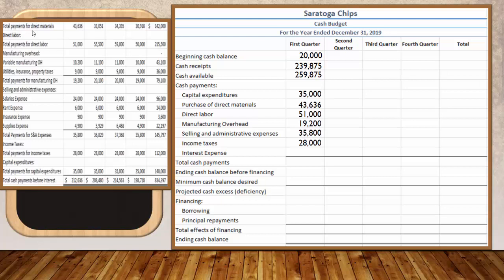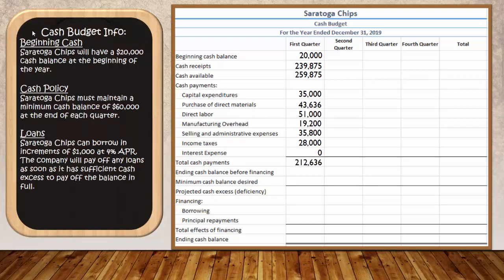And nowhere in the information does it say we have any outstanding loans at this point, so we're going to assume that our interest expense is 0. When we add up those 7 numbers in the cash payment section, we find out that our total cash payments during the first quarter were $212,636. So now we need to figure out what our ending cash was before financing.